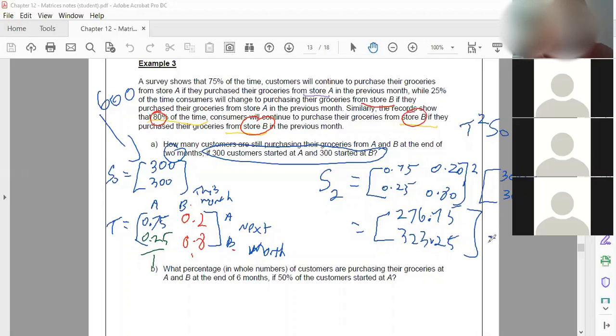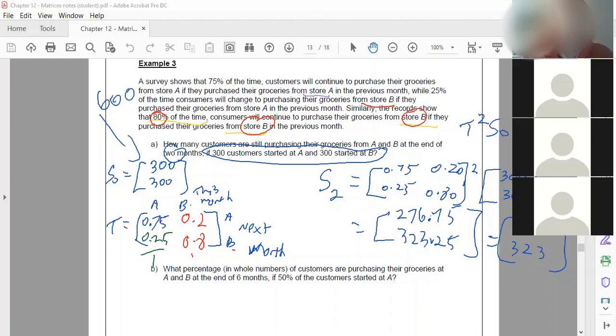Okay, so I'm going to put this one here, 277, and that's 0.75, and I'm going to put this one to 323. And I'm going to check that. Okay, that's going to be my answers. 277 plus 333, sorry, 277 plus 323. 600. Beautiful. That gives me 600.